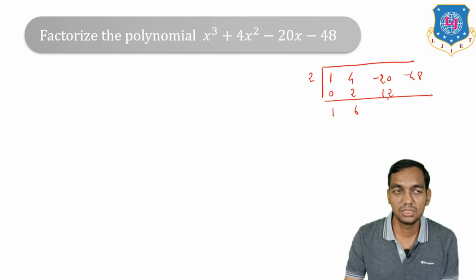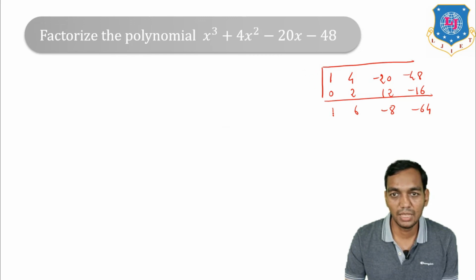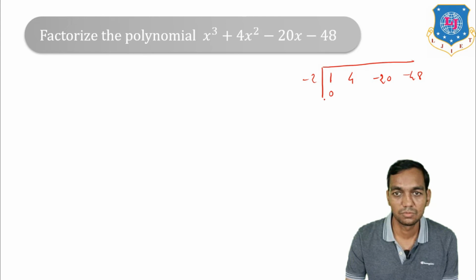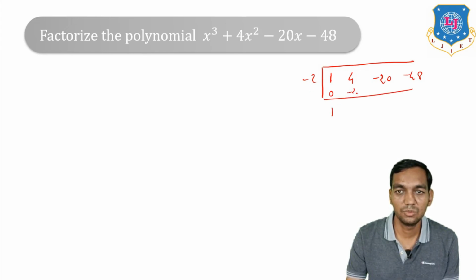Minus 20 plus 12, that will be minus 8. Minus 8 into 2 is minus 16. Now this will be minus 64, that means this is not a factor. So now you have to try with another factor. So I am starting with minus 2. 1 times minus 2 is minus 2. 4 minus 2, that will be 2.